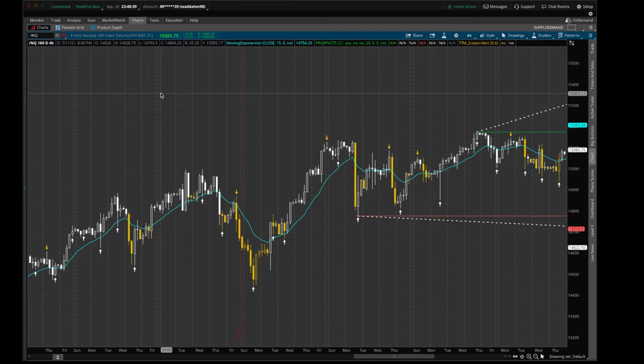Demand is caused by a large move to the upside, and a supply is caused by a large move to the downside. But both of them have one thing in common. They start with a consolidation. So, consolidation followed by a large move to the upside is demand, and a consolidation followed by a sharp move to the downside is a supply or a supply zone.